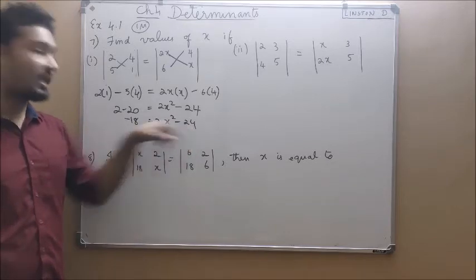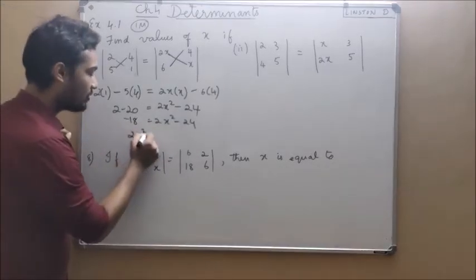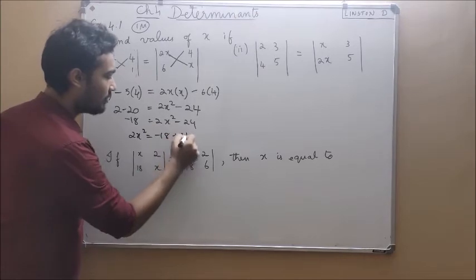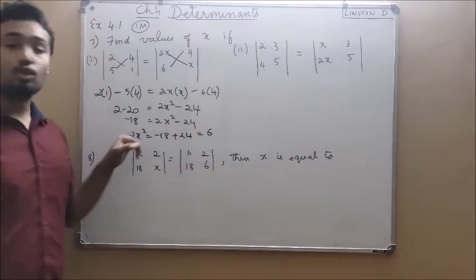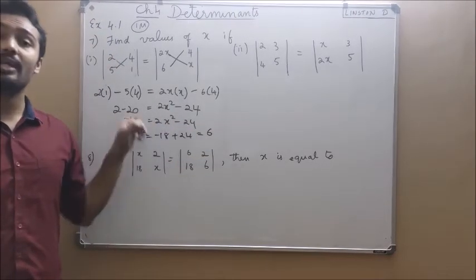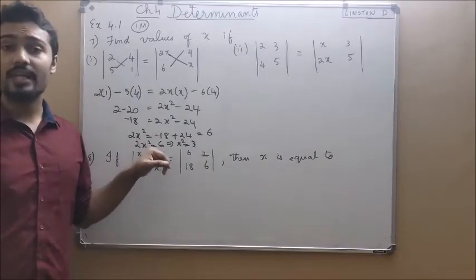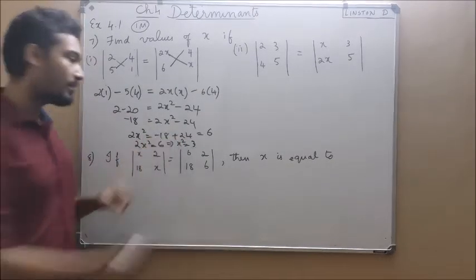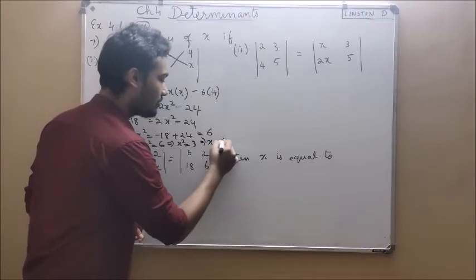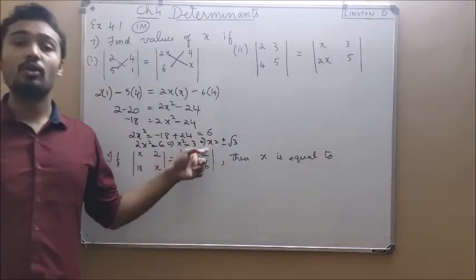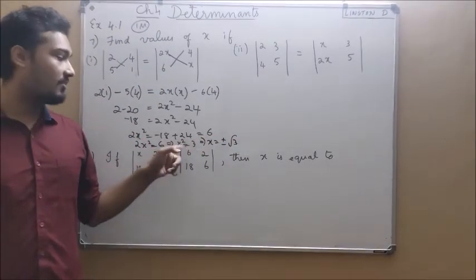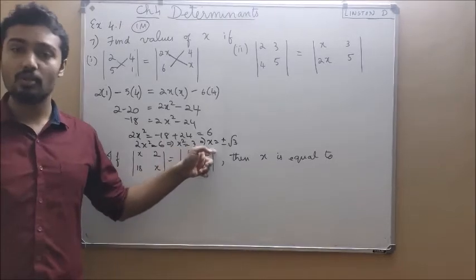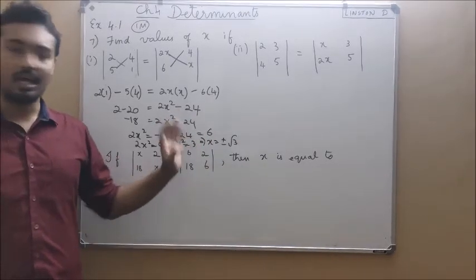Minus 18 equals 2x square minus 24. Take minus 24 to the other side. So 2x square equals minus 18 plus 24, which is 6. So 2x square equals 6. If 2x square equals 6, then x square equals 3. If x square equals 3, then x equals plus or minus root 3. So this is the answer.